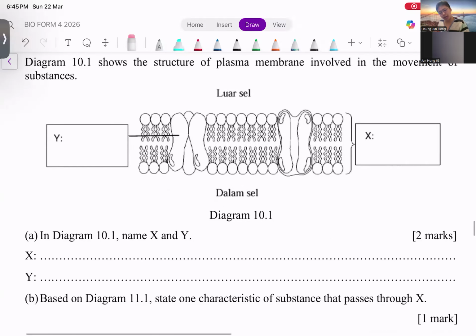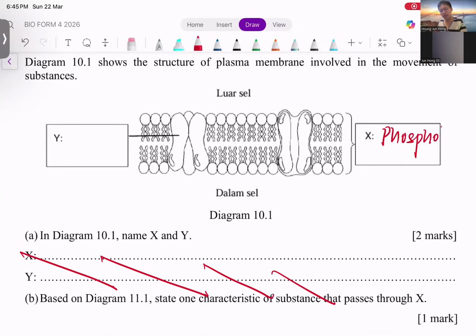Right, next question we have, in diagram 10. Let's not do it here, let's just name it there. So this is phospholipid bilayer. Remember, if it shows you the two layers, you have to do two layers.